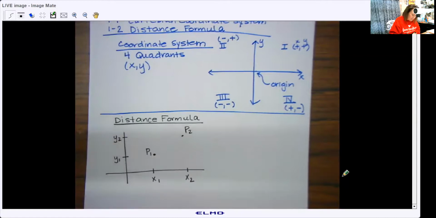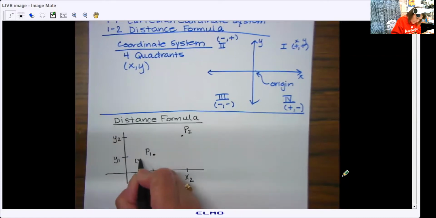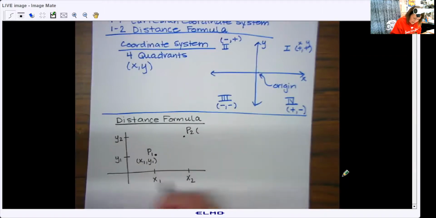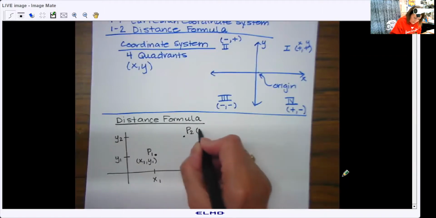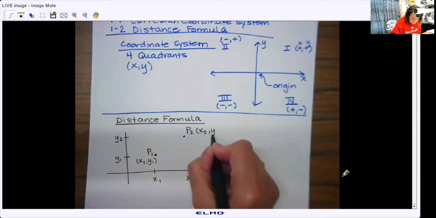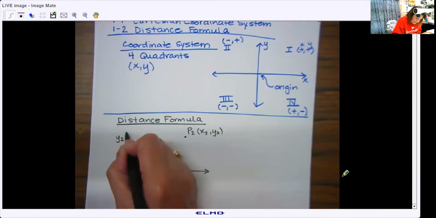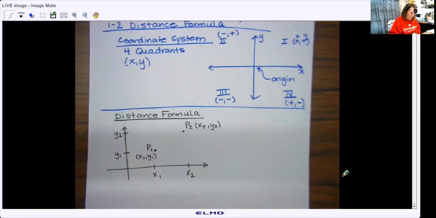So when we go to name this point, it would be X1, Y1, and this point would be X2, Y2. Why that bothers me, I like arrows on there. Okay, so here we go.